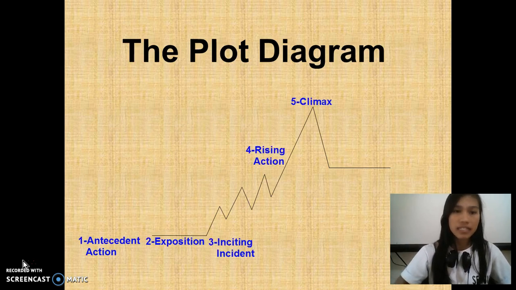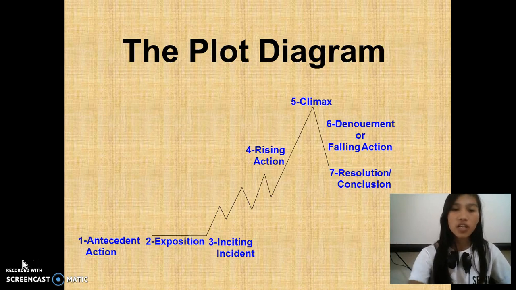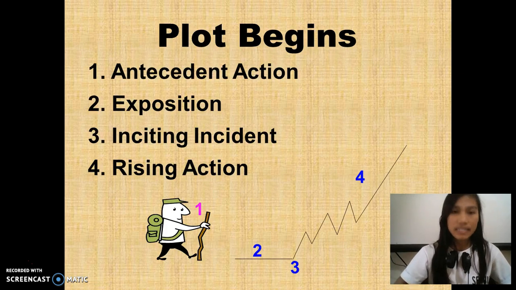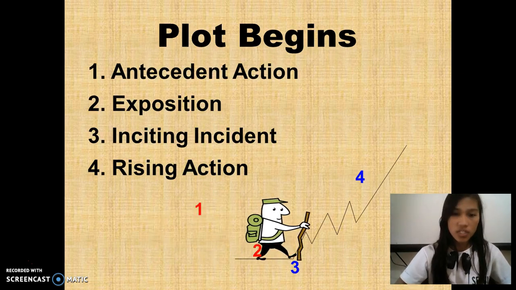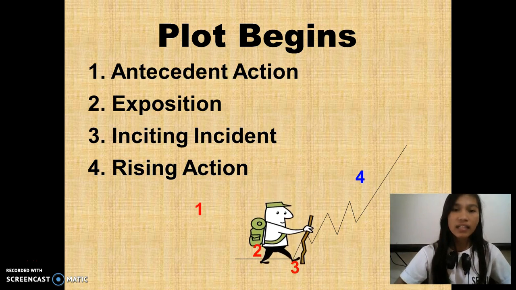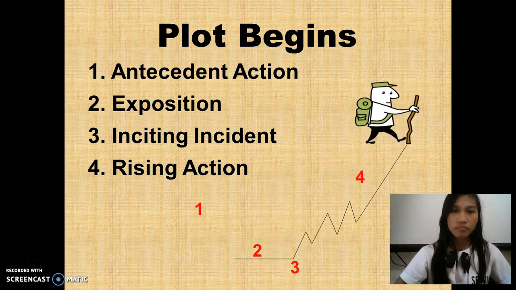First, we have the antecedent action, exposition, inciting incident, rising action, climax, denouement or falling action, and lastly, the resolution or conclusion. So we start with where the plot begins. And this is through the antecedent action, exposition, inciting incident, and rising action.